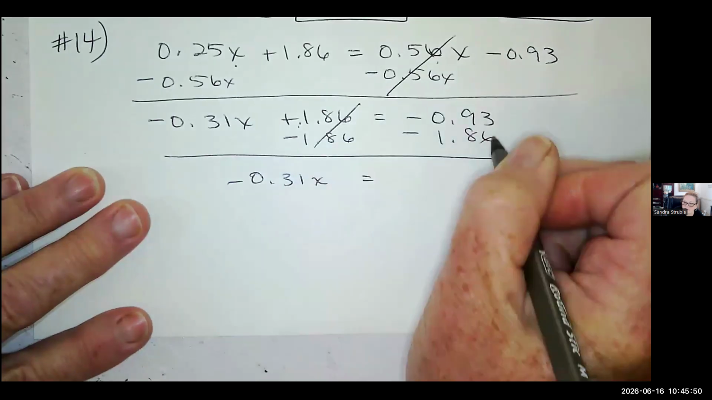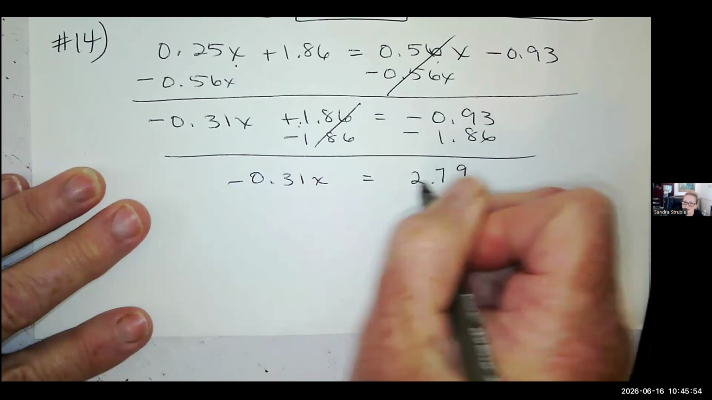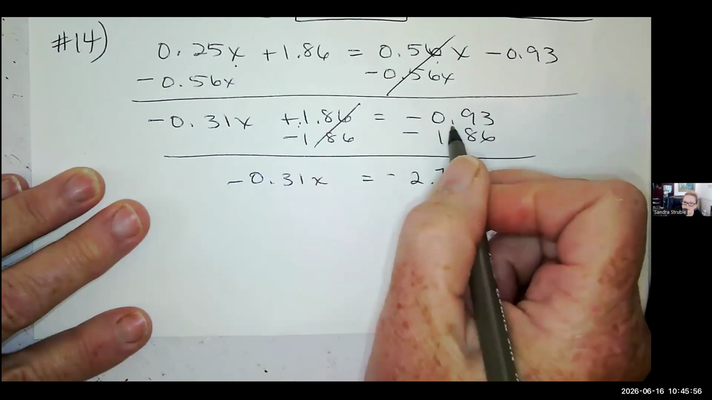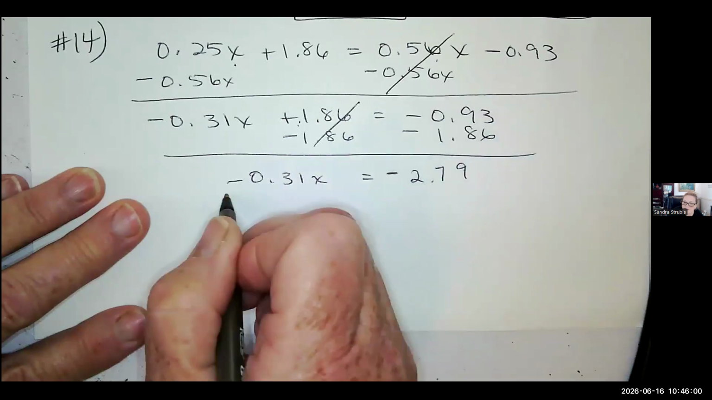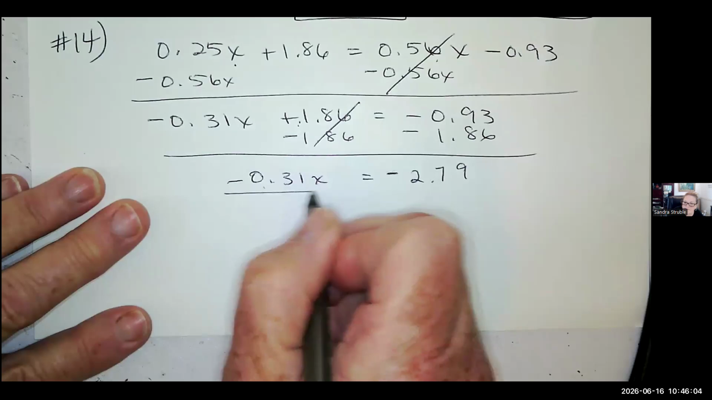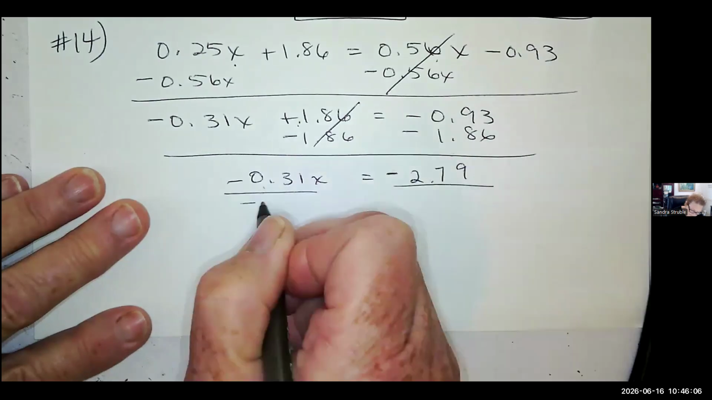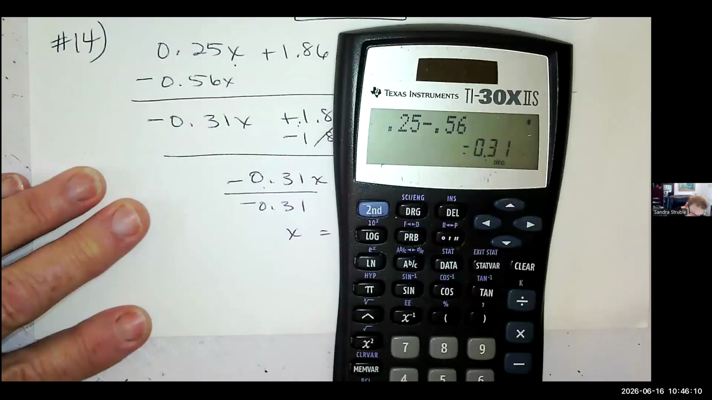17. So when the numbers are the same, you add them and keep the sign. You can put in your calculator too. And then lastly, negative 0.31 is attached to x by multiplication. So we're going to divide both sides by negative 0.31. And I got 9.